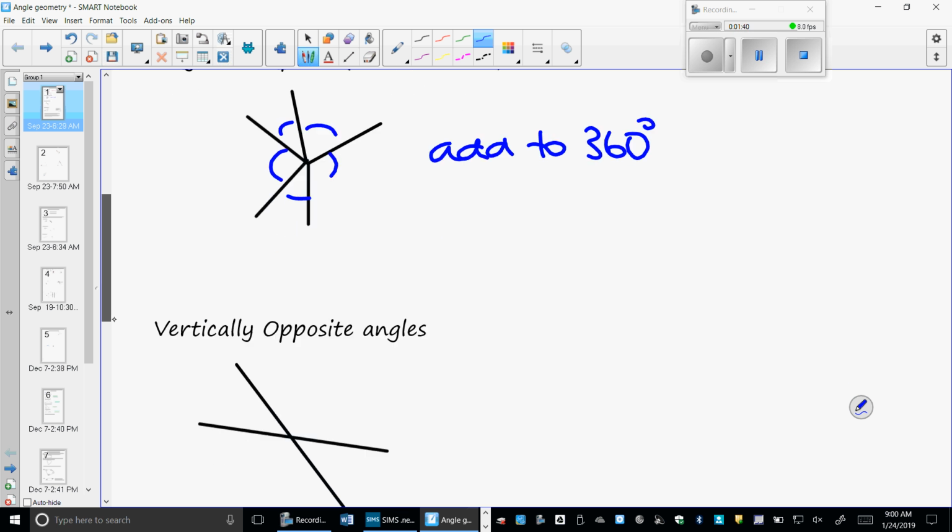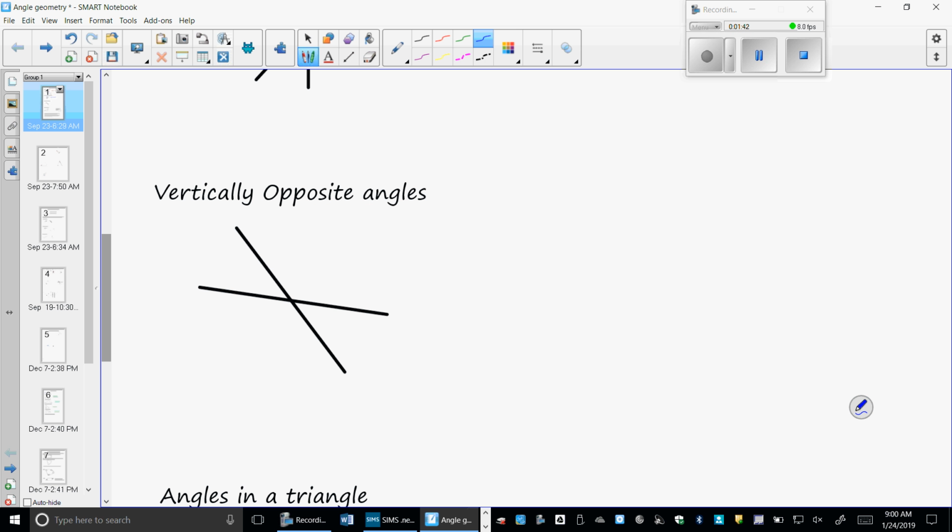And vertically opposite angles. You might get away with just saying they're opposite angles, but they should be called vertically opposite angles, even if they look horizontal. Okay, so they are vertically opposite angles, and so it would be these two. What do we know about those angles? They're equal to each other, yeah.